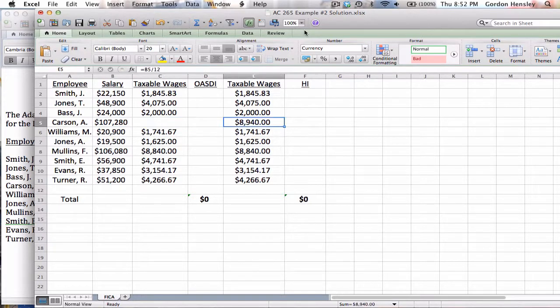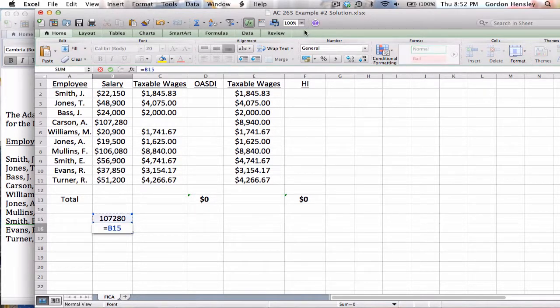Now over here on HI, it's not going to matter because there is no cap. But it is going to matter right here to get my OASDI tax. So to figure out that amount, I'm going to go down here to the bottom and do a separate calculation. Now Carson A, their annual salary is $107,280. I want to take that and divide that by 12 to figure out how much that person makes in a month. So that person makes $8,940 a month.